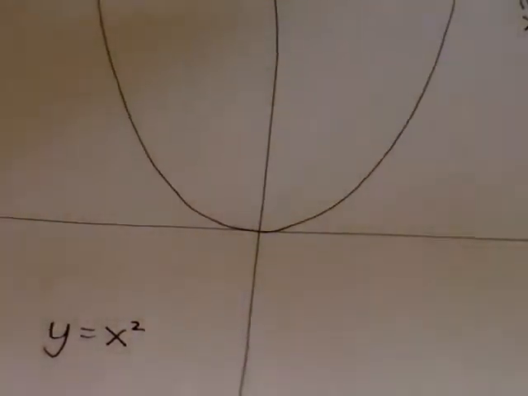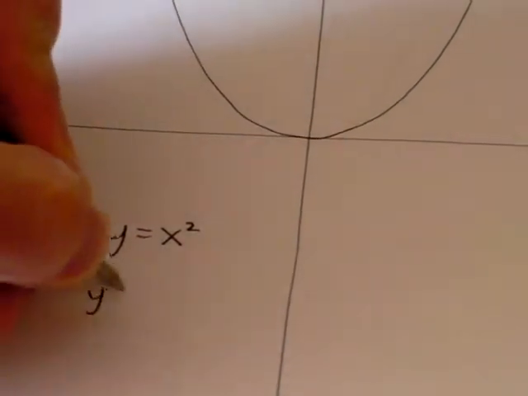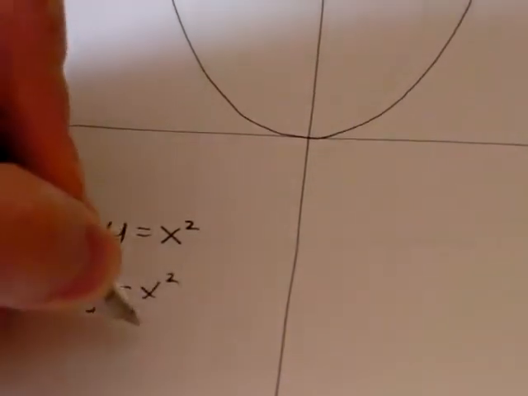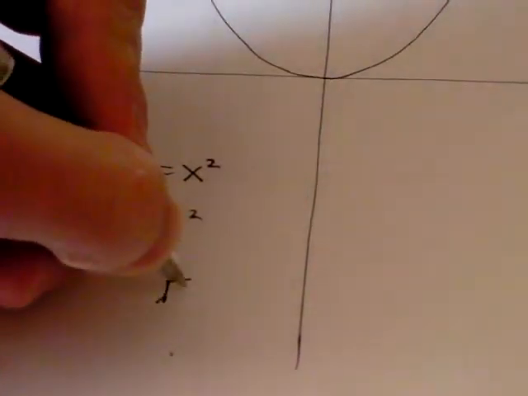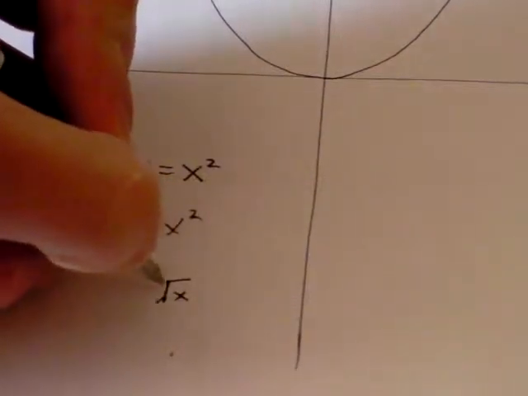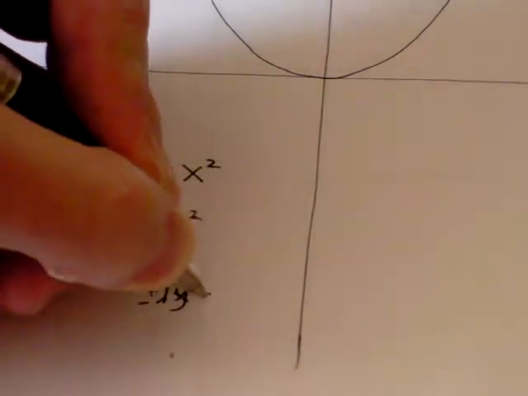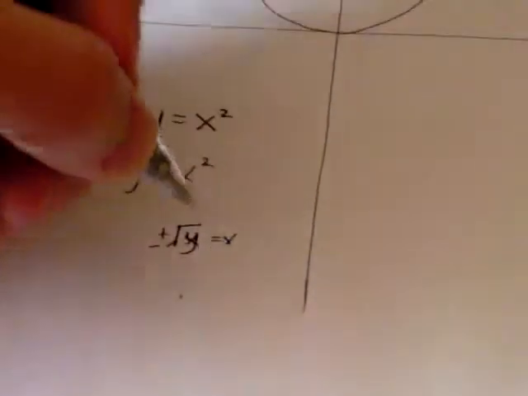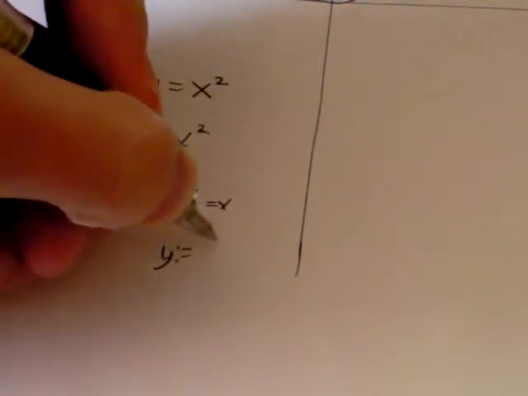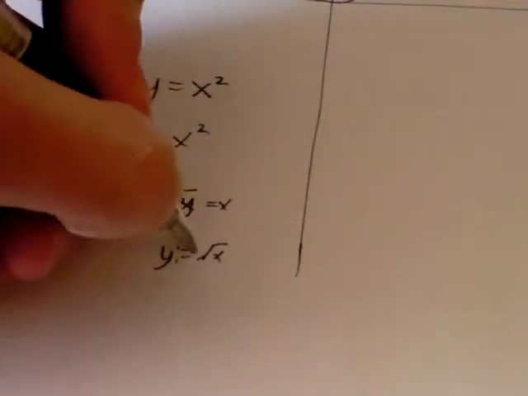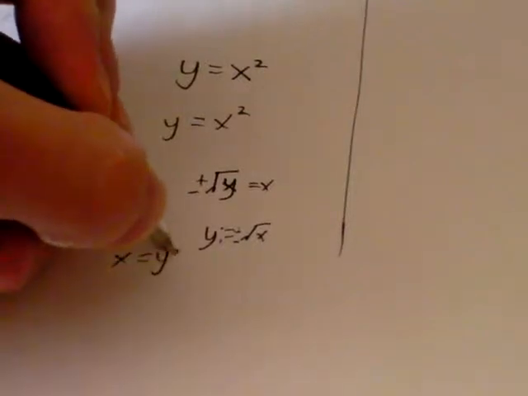But if we were to solve for x, here's what would happen. y equals x squared. Take the square root of both sides, but remember that every number has two square roots, a positive square root or a negative square root. So here we have a positive or negative square root of y equals x. And then if we switch the variables x and y, we get y equals positive or negative square root of x. So that's equivalent to x equals y squared.